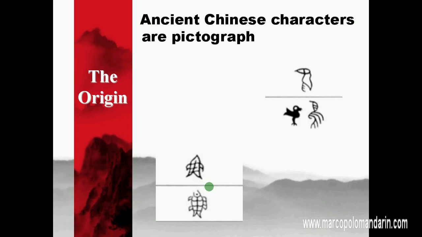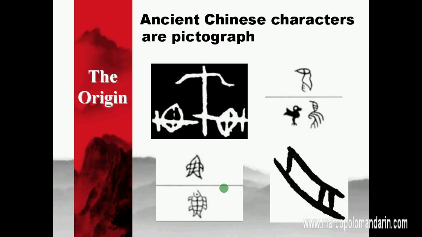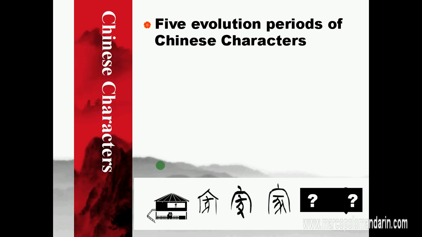Unfortunately, I need to tell you, up to now, though we have already found about 4,600 of these characters, we can only read about 1,000 of them. And I think only historians and linguists can read them. The common Chinese people cannot read them, including me. So I can only read some characters like this.